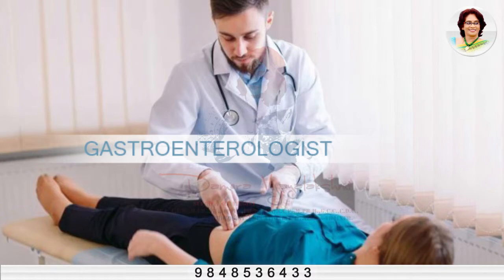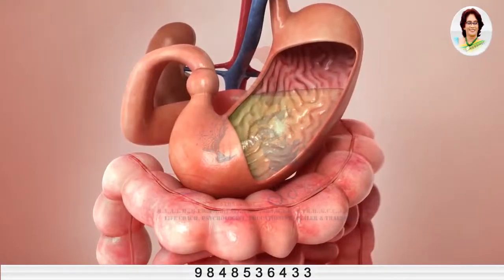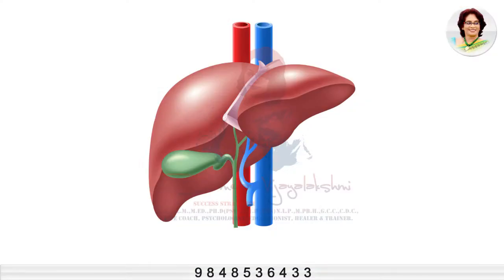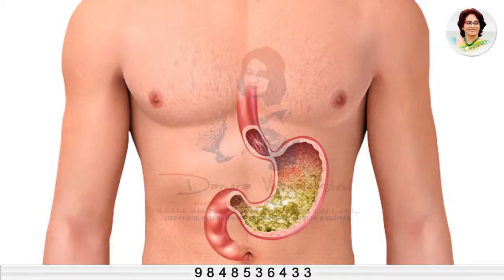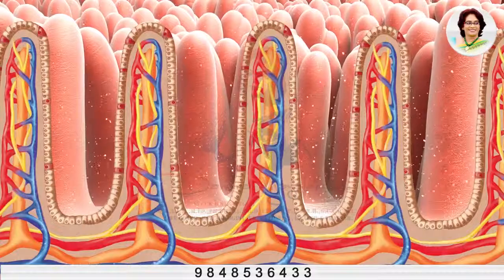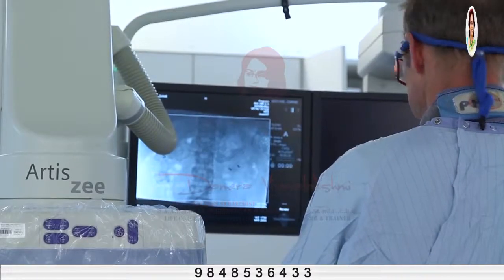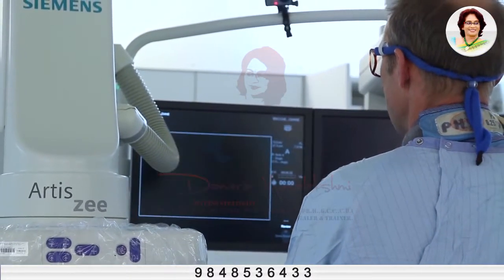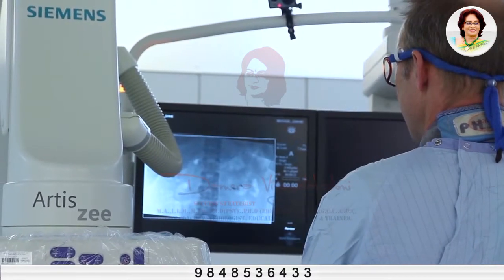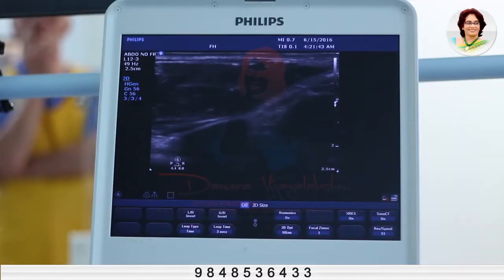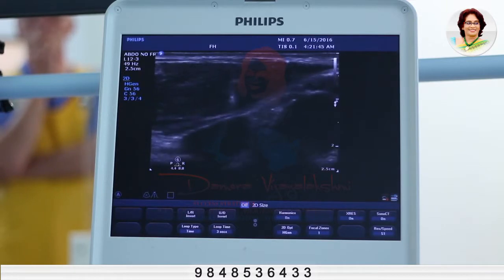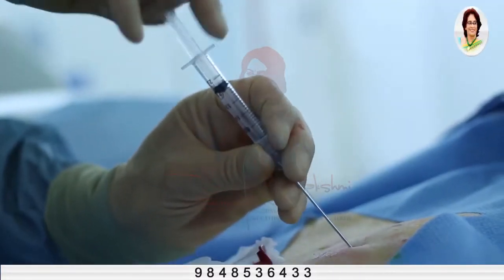The gastroenterologist treats diseases related to the liver, pancreas, stomach, intestines, bowels, and gallbladder. The radiologist diagnoses diseases and disorders by studying X-ray pictures of affected parts and giving treatment such as therapeutic radiation to the affected parts of the body.